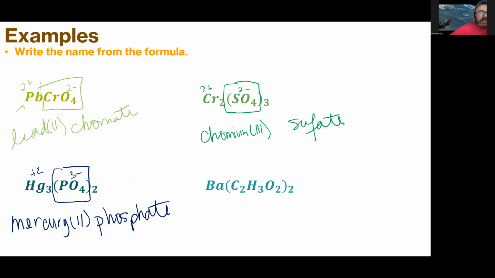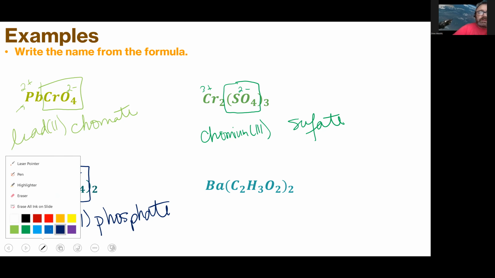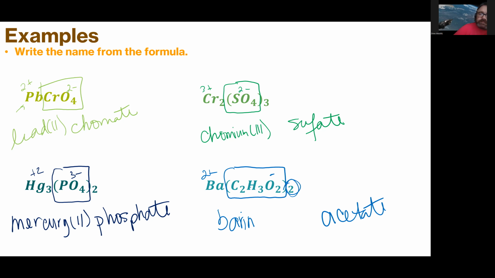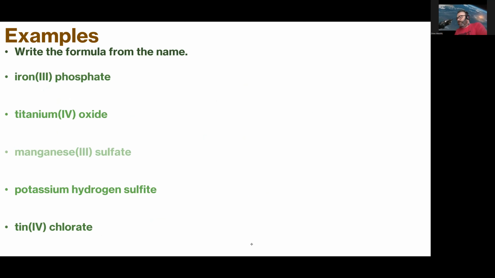Last one we're going to get here. Hopefully you recognize this dude. Looks mildly familiar, right? There's our acetate. Acetate is 1 minus, so the barium here has to be 2 plus because we have 2 acetates here. Barium doesn't have options, so we don't need the Roman numeral, so we're just going to say this is barium acetate. Again, if you can do it forwards, you can do it backwards.